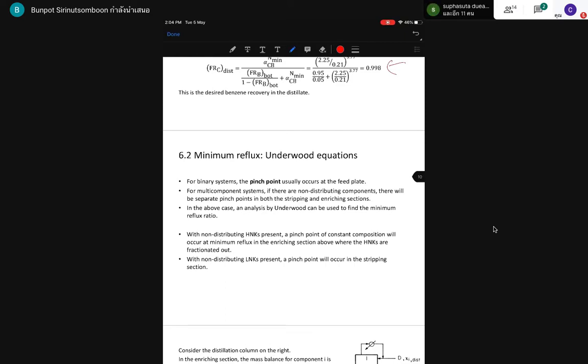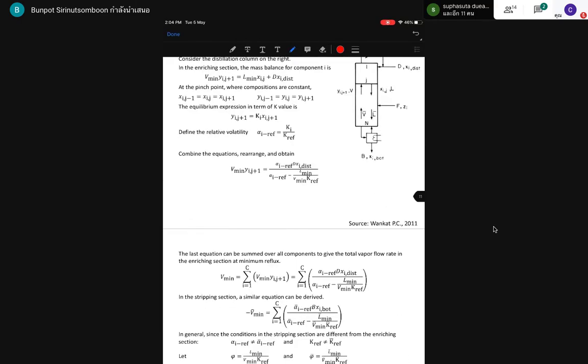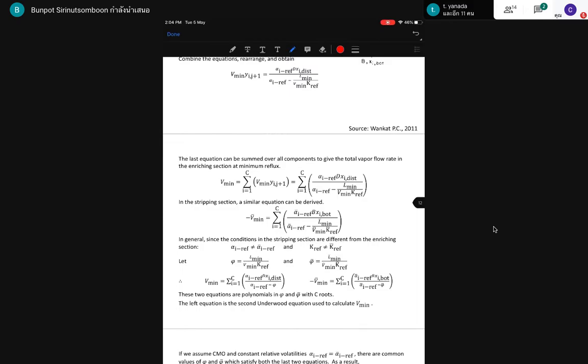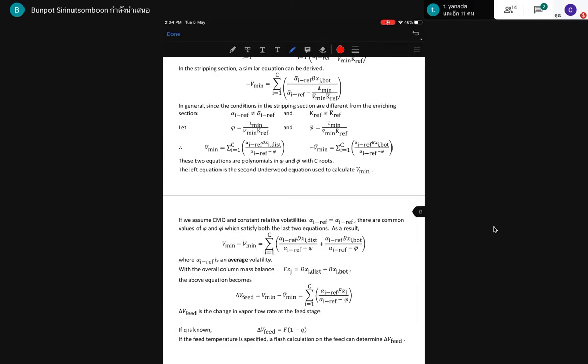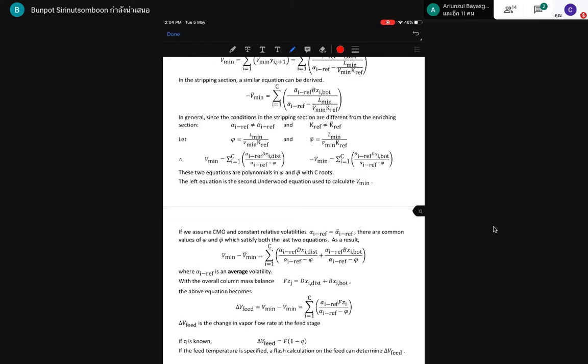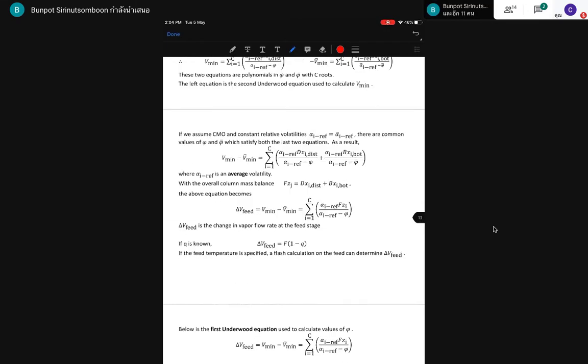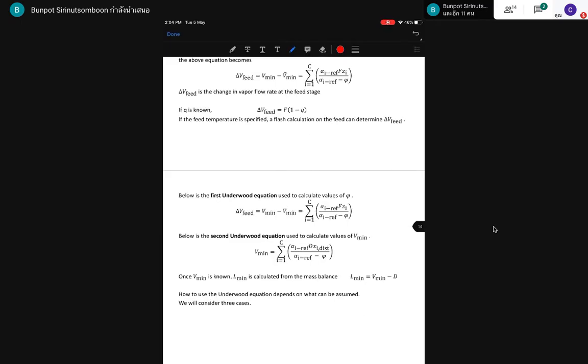I'm just going to write the equations that we're going to use. These are the two Underwood equations. The first Underwood equation we use to find the phi value, and the second Underwood equation we use to find V minimum. Once we know V minimum, then you can find L minimum and then find the minimum reflux ratio.